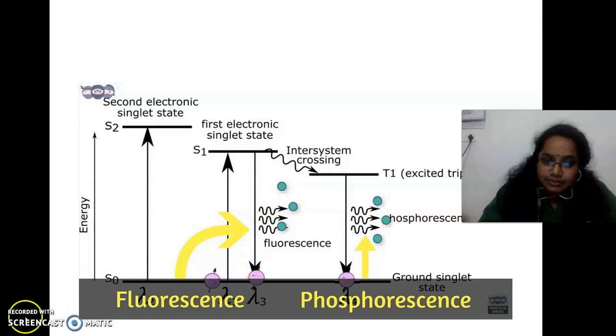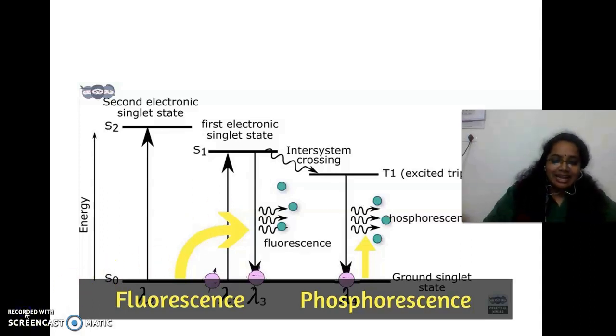So fluorescent light has a higher wavelength than the incident light, and fluorescence occurs only during the period when they are exposed to the incident light. So this is called fluorescence. I hope all understood what fluorescence is.